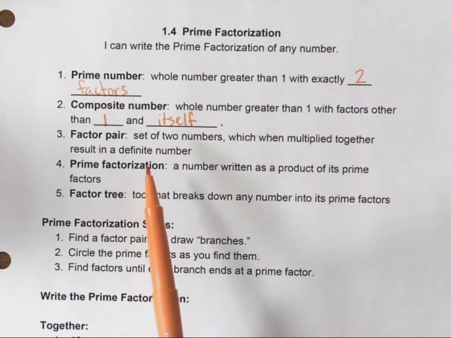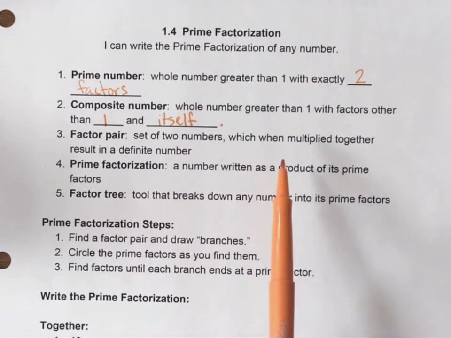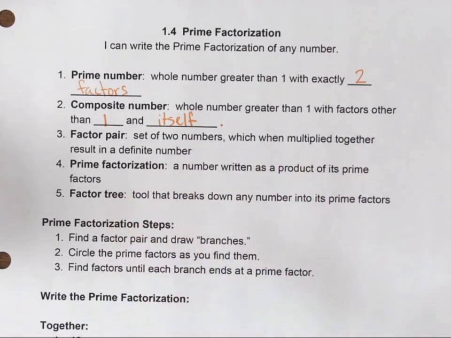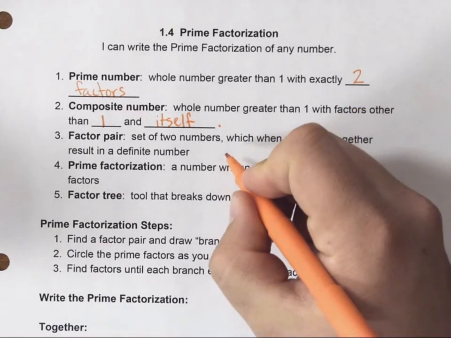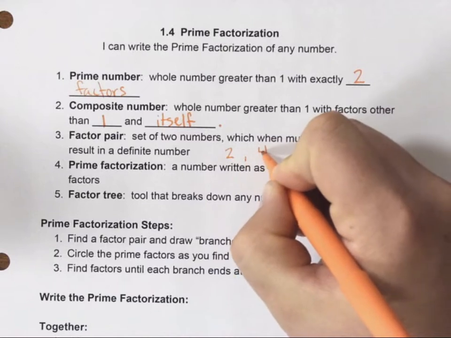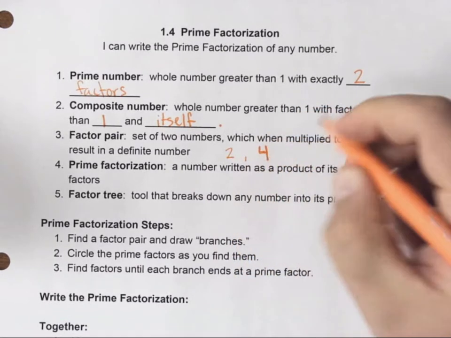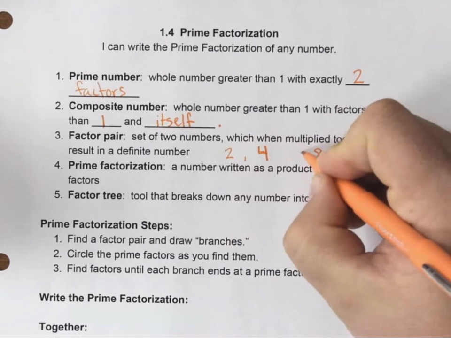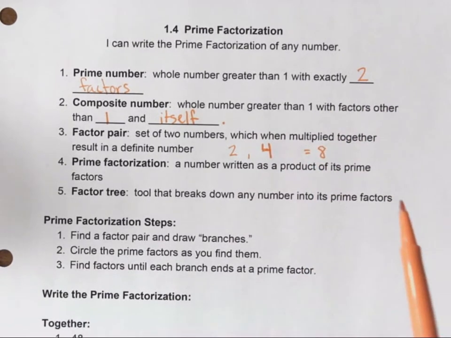Number 3, factor pairs. A factor pair is a set of 2 numbers which, when multiplied together, result in a definite number. For example, 2 and 4 is a factor pair of the number 8. So 2 times 4 would make 8. So this is a factor pair. It's a set of factors that, when multiplied, make another definite number.